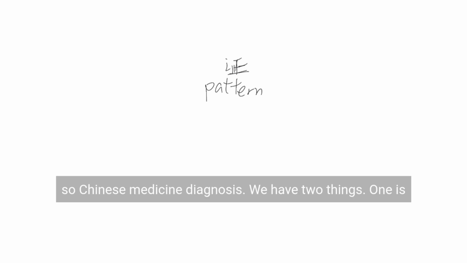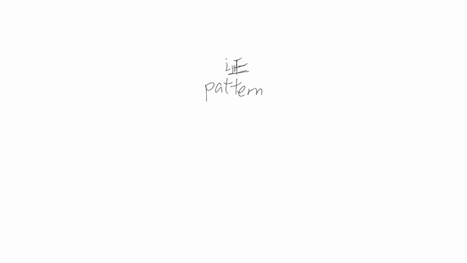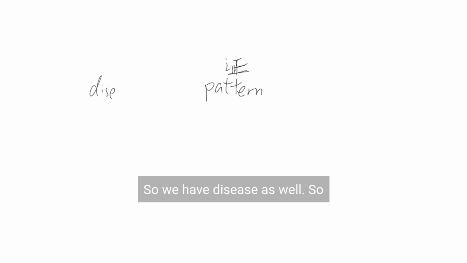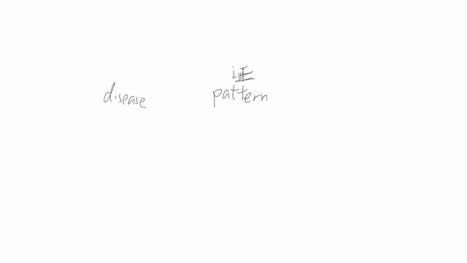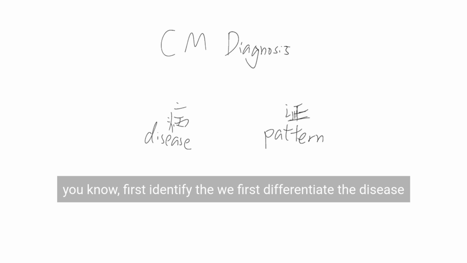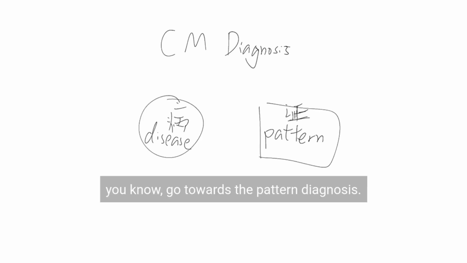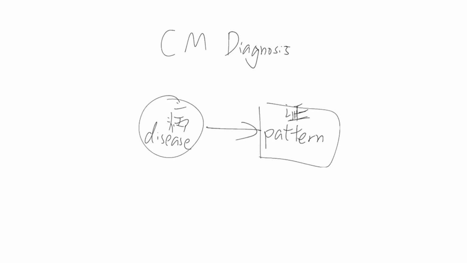So in Chinese medical diagnosis, we have two things. One is the pattern diagnosis, and we also have a disease diagnosis. So we have disease as well. We look at both, and the general process is that we first differentiate the disease, reach the disease diagnosis, and then we go towards the pattern diagnosis.